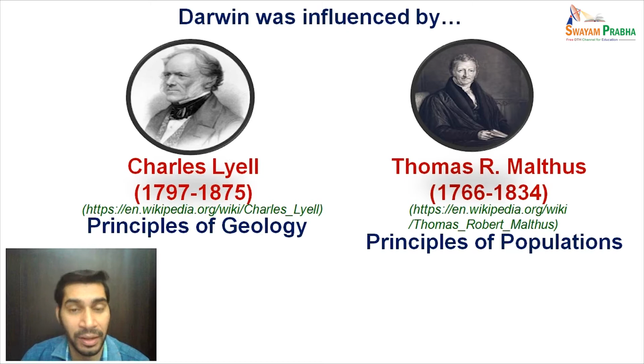Another person, Thomas R. Malthus, who gave the principles of populations, according to which the population increases in a geometric progression, whereas resources increase only in arithmetic progression. Geometric means 2 leading to 4, leading to 8, leading to 16, and so on. Whereas the arithmetic progression is 1 leading to 2, leading to 3, to 4, and so on.